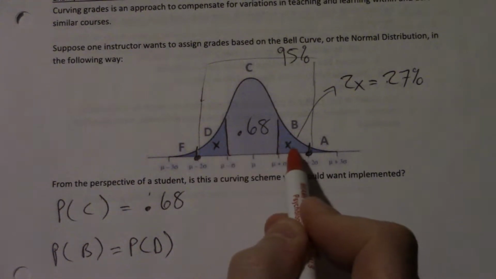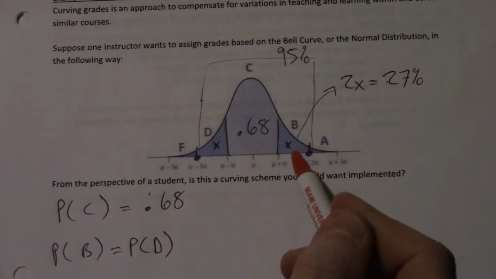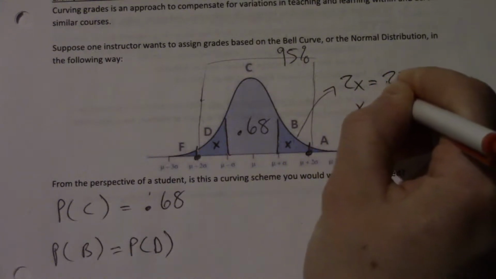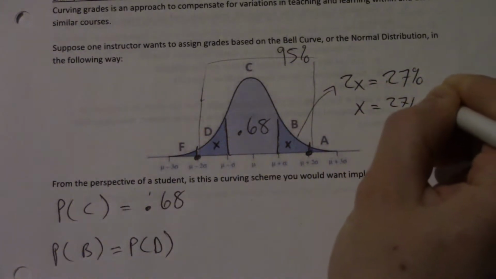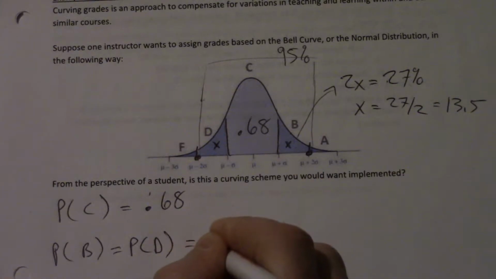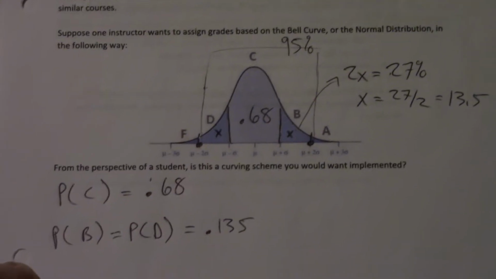So 27, these two plus 68 add up to 95. So we just need one of these, so we can solve for it. So x will be 27 over 2, which is 13.5. So what that means is these probabilities are both 0.135.